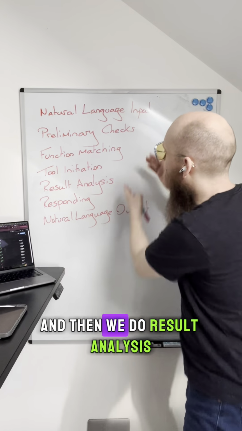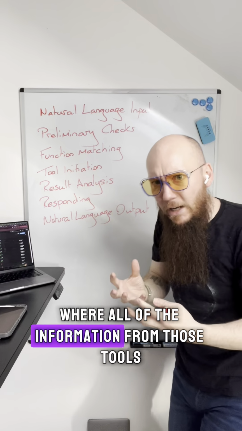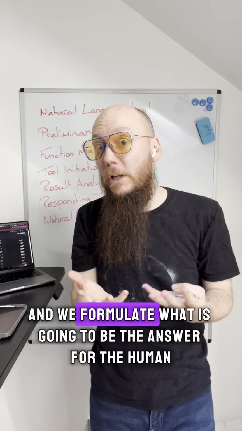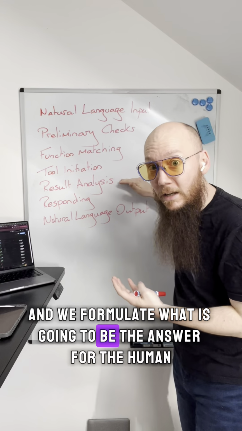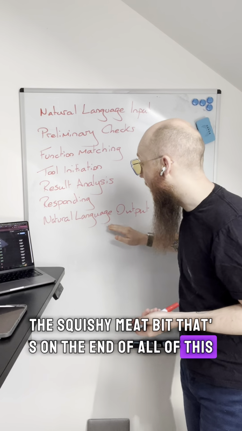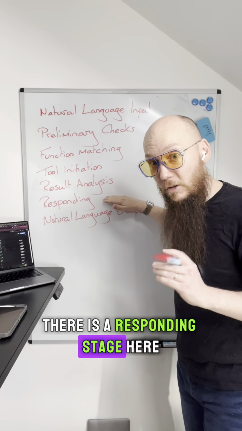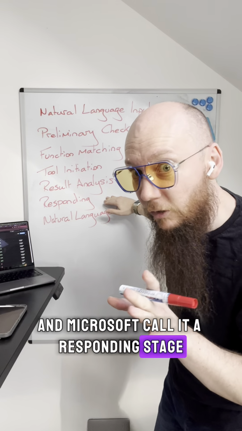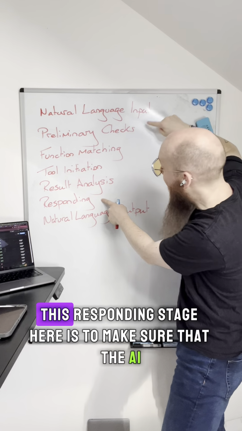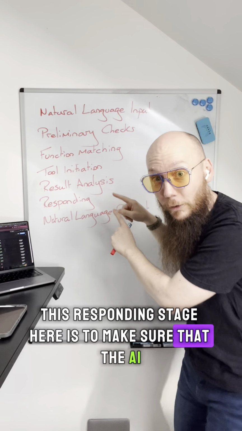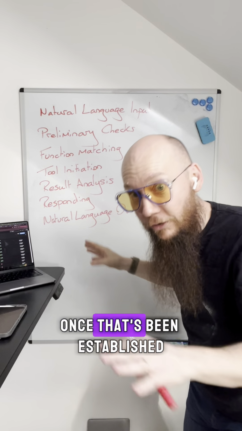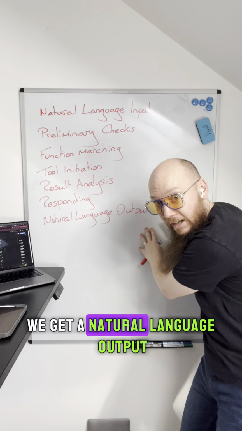And then we do result analysis, where all of the information from those tools and those knowledge sources comes back in, and we formulate what is going to be the answer for the human, the squishy meat bit that's on the end of all of this. There is a responding stage here, and Microsoft call it a responding stage, but secretly it's the mirror of these preliminary checks. This responding stage here is to make sure that the AI doesn't say anything naughty itself. Once that's been established, we get a natural language output.